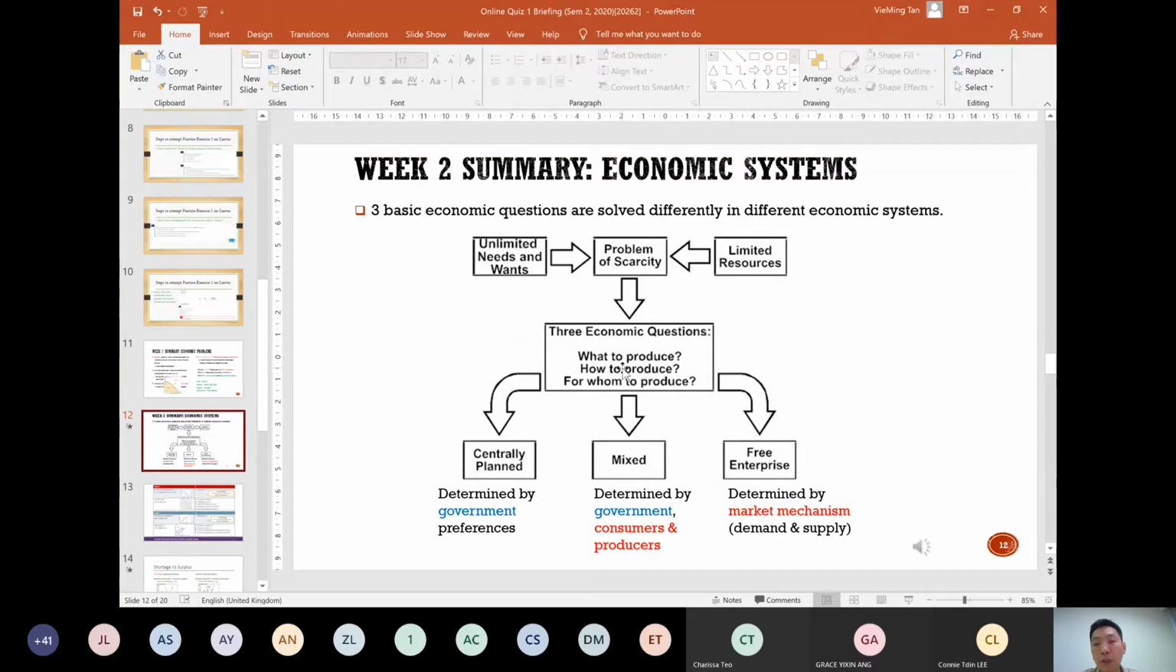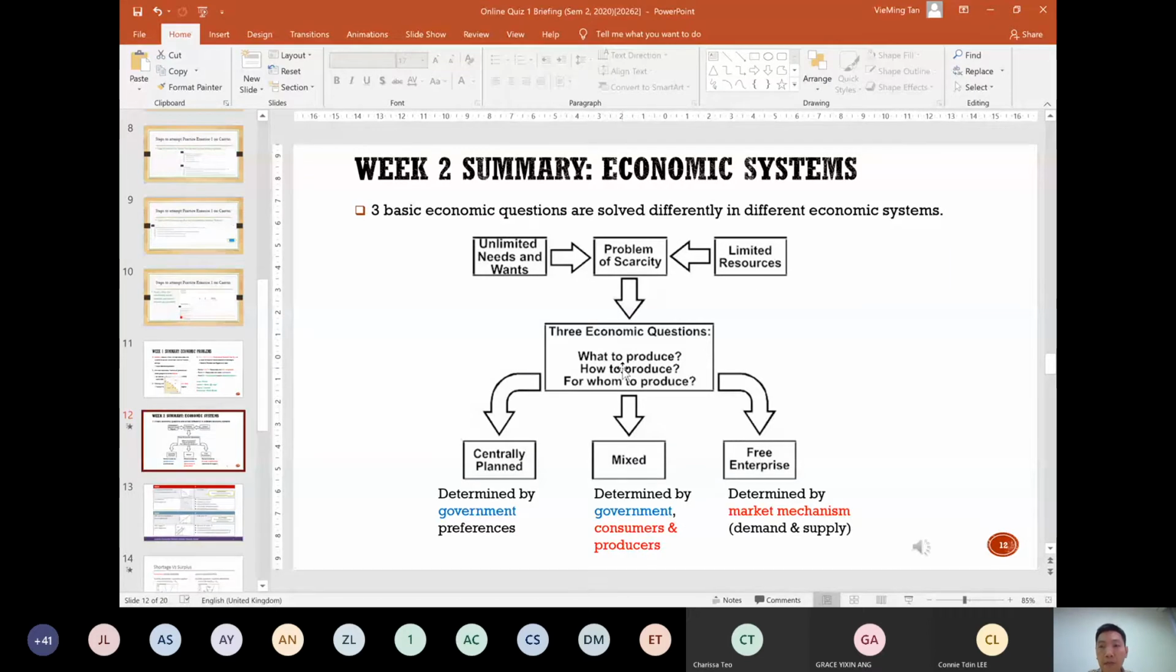The third question, for whom to produce, means who can enjoy the products or service produced by the country. Who can receive? In order to answer this question, these 3 questions actually depend on the economic system adopted by a country. What type of economic system is to be adopted by a country? Generally we have studied 3 types of economic system. Can you recall what are the 3 types that we have studied so far?